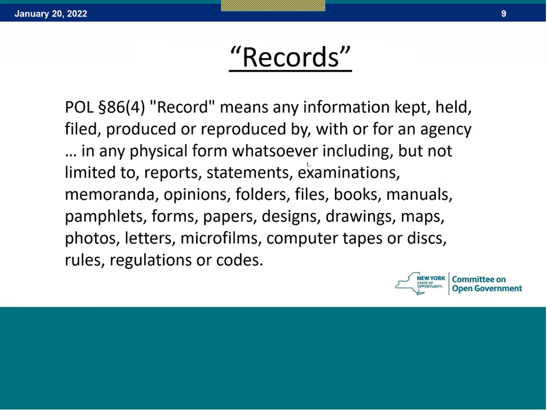The term records under the Freedom of Information Law means any information kept, held, filed, produced, or reproduced by, with, or for an agency in any physical form whatsoever, including but not limited to, and then it lists a whole bunch of things. But the important thing to remember is that record is defined very broadly, and it means any information kept, held, filed, or produced by, with, or for an agency in any physical form. So it's very broad.